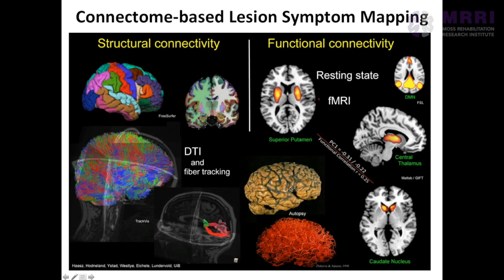Various other methods by which one can do this, looking at autopsy, postmortem studies, et cetera. So there's a lot of convergence in how individuals study brain structure and function, studying white matter tracts and fibers on that front, studying functional connectivity, looking for correspondence, et cetera.